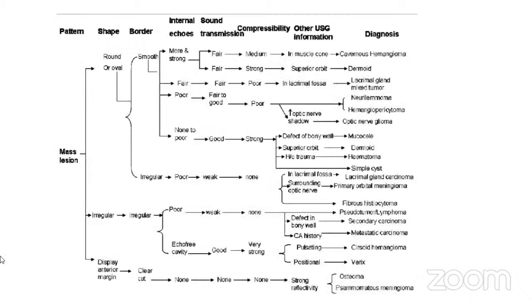Based on the mass lesion which is there, we look at whether it is round or oval, irregular, and the anterior margin. If it is round or oval in shape and has a smooth border, we look at the internal echoes. If they are strong, with good sound transmission and compressibility present, it is suggestive of venous hemangioma. Whereas if there is no compressibility and it is present in the superior compartment, it is suggestive of dermoid.